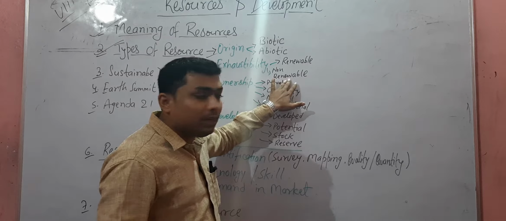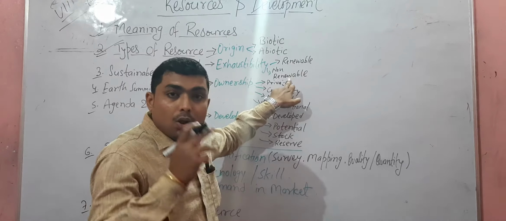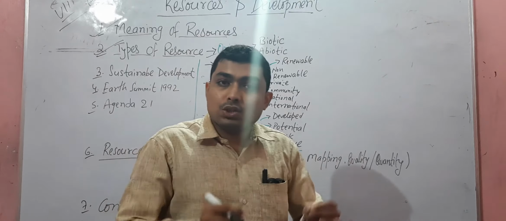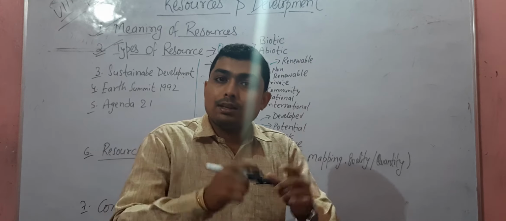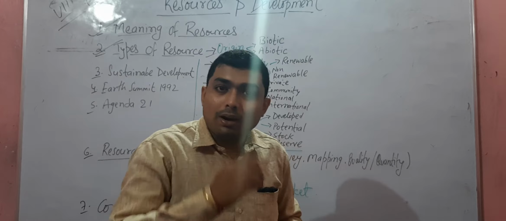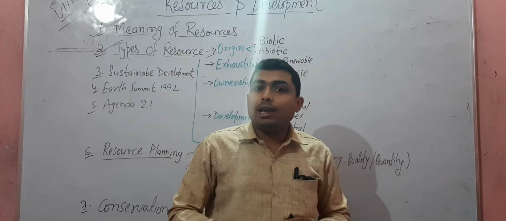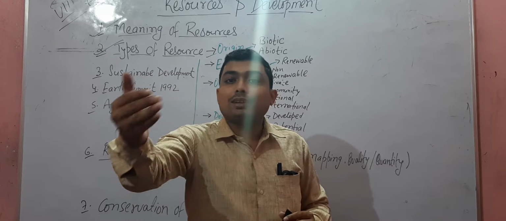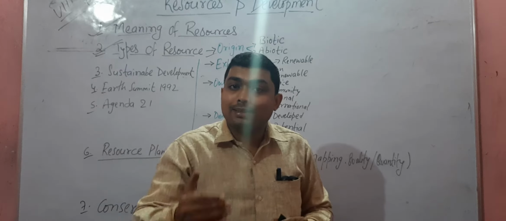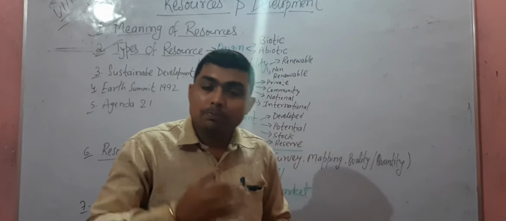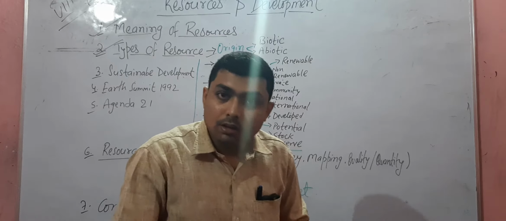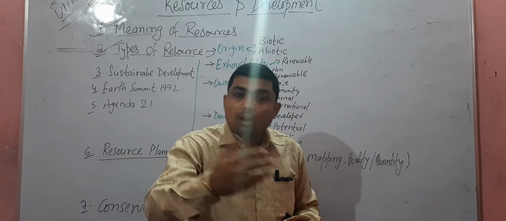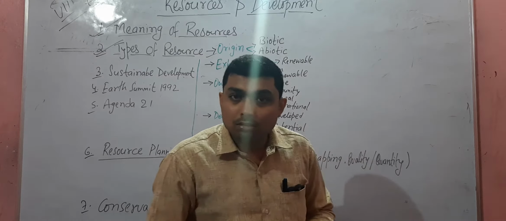Second is non-renewable. As it is written here, non-renewable means all those resources which, if we use them once, get exhausted. For example, if I fill 1 liter of petrol in my bike, after 40 or 50 kilometers, as per my bike's average, it gets exhausted. After that, it is never going to come back.